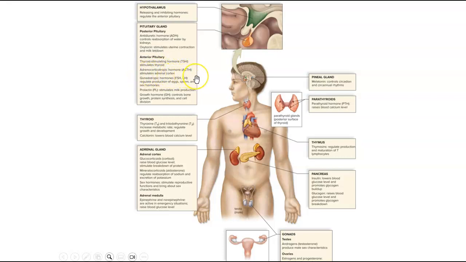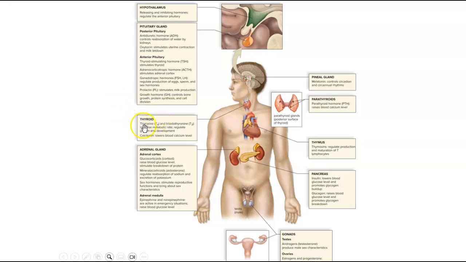ACTH is adrenocorticotropic hormone. And then there is FSH and LH, which regulate the menstrual cycle in women, and they also are released in men. And so they will control the production of eggs and sperm and sex hormones. And then there's prolactin, which stimulates milk production. Oxytocin stimulates the letdown of the milk that's already produced, but prolactin stimulates milk production. And then there is growth hormone that controls growth.